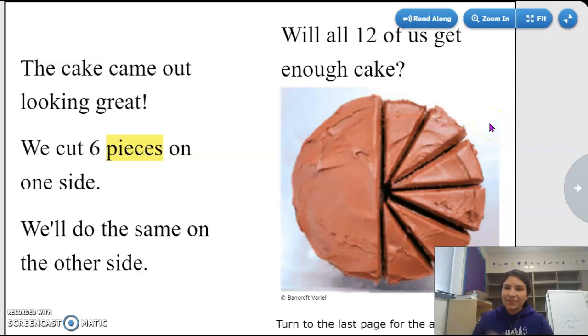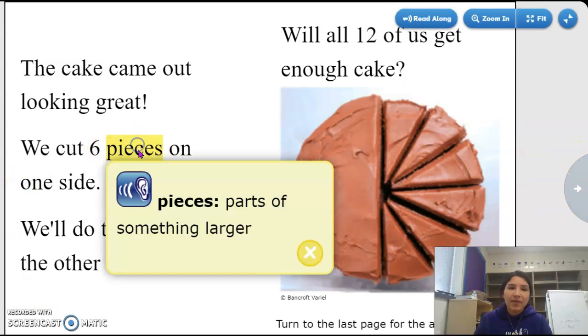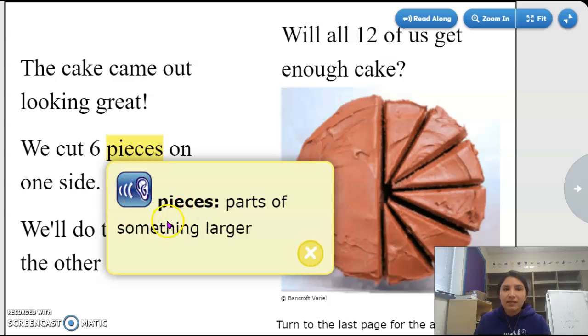Yes or no? There's 6 on this side. They do the same thing on this side. Do you think there will be enough? Yes, there will be enough. There will be exactly enough. Let's look at this word, pieces. Pieces. Parts of something larger.